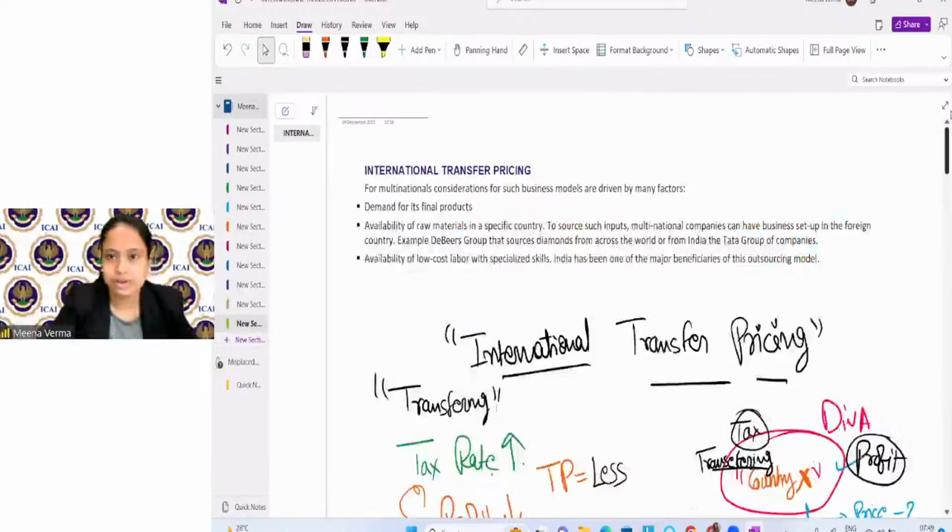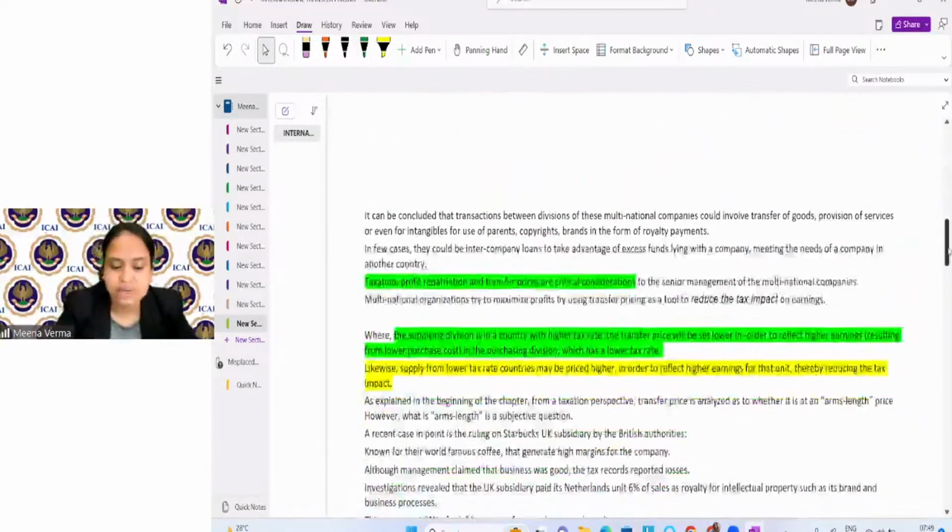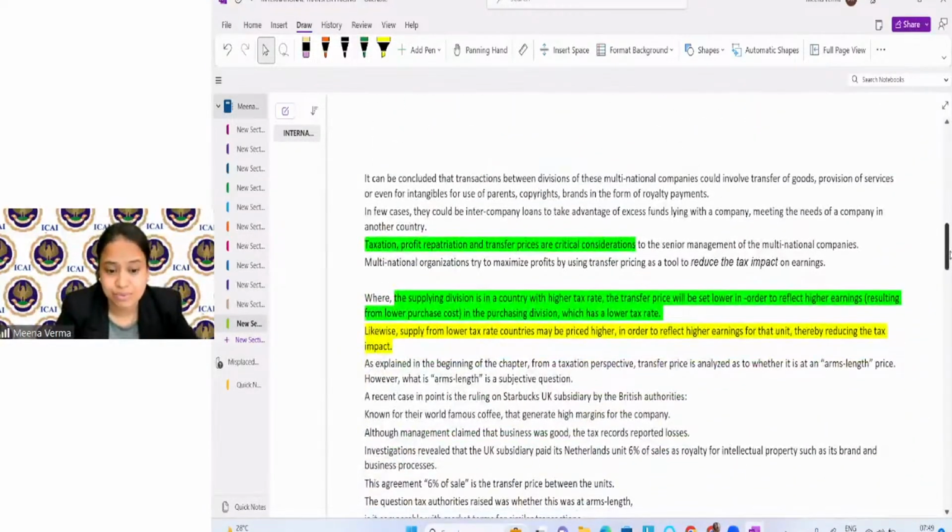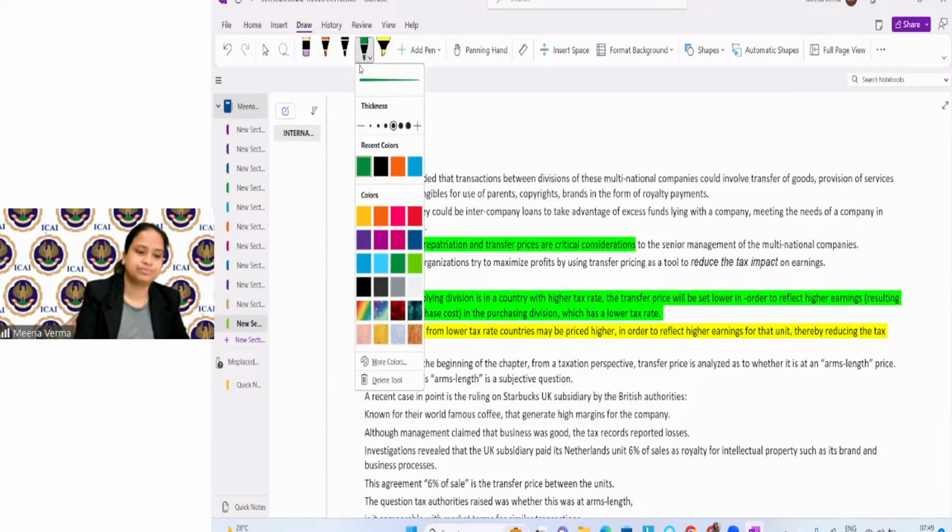Everything written here, I have taken from your material. Generally this happens in the case of multinational companies. They have manufacturing units in different countries, and they transfer the goods from one place to another. This happens in multinational companies. Hai na? Okay. So you can see here, it's given here.